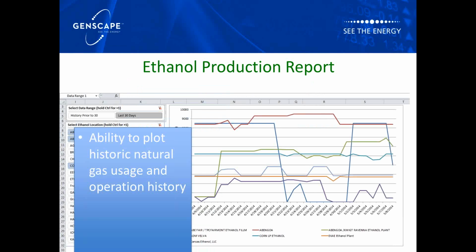With this product, you have the capability to chart the characteristics for about 70 plants currently in the database, to see, again, the natural gas use and operating characteristics. You can select different time horizons over which you want to chart the historical operating characteristics, and you can select certain plants that you want to track each day.